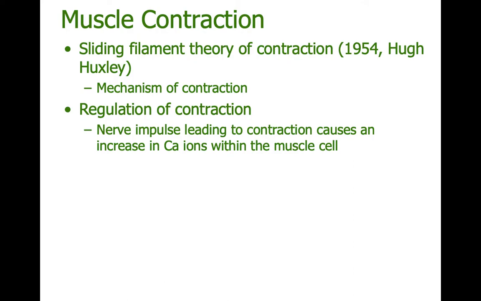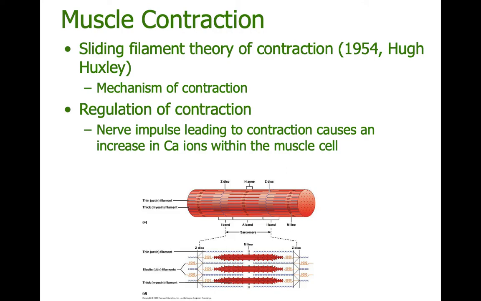Regulation of contraction. What causes a contraction to happen? What causes a contraction to stop happening? As we talked about at the beginning, a nerve impulse leads to the contraction. That nerve impulse is going to cause an increase in the calcium ion concentration within the muscle cell.